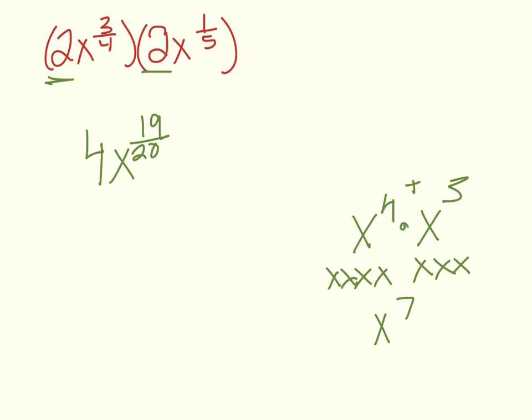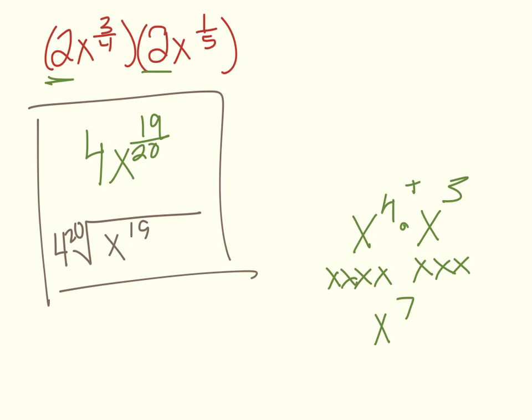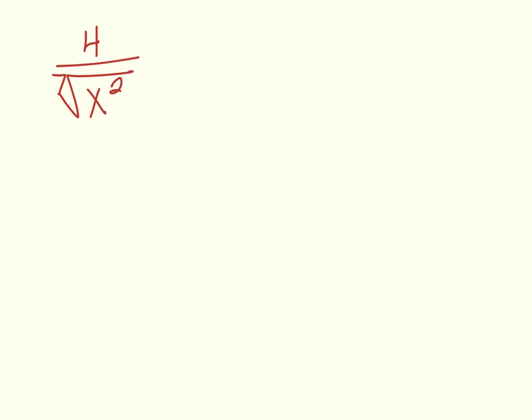Now, if for some reason I want it to be written in root form, then you would write the 20th root of x to the 19th. These are the same answers. Last problem here, let's look at division. So I have 4 divided by the 7th root of x squared.